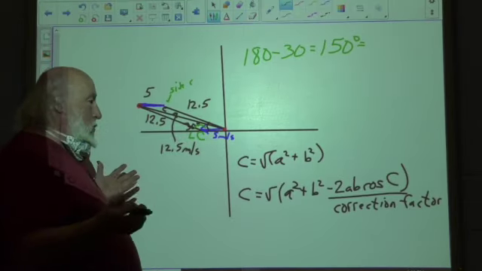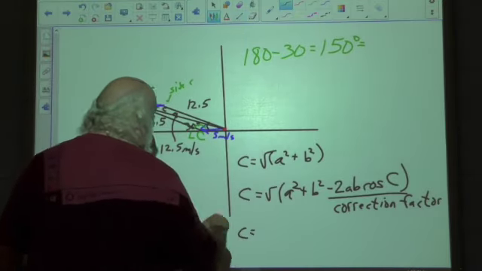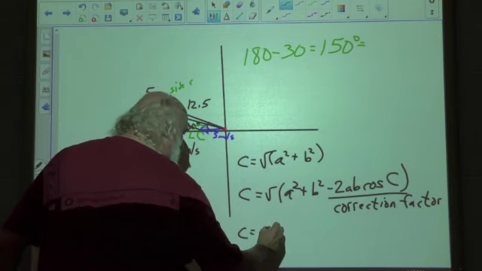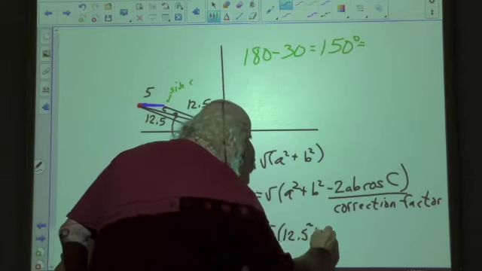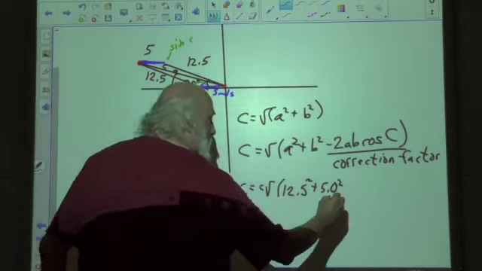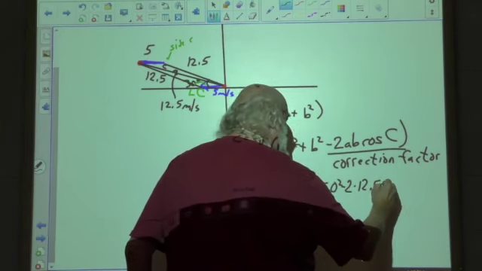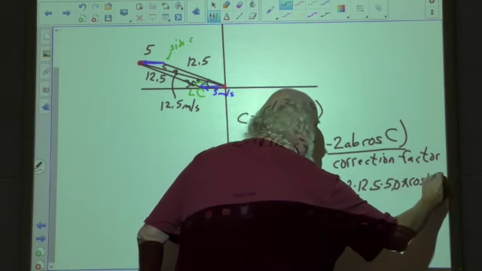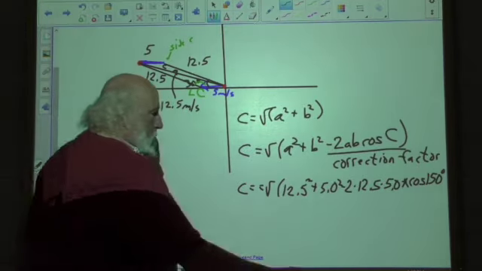So now we're going to plug in numbers. It doesn't make a difference what A and B are. They're interchangeable. But in this case, I'll go ahead and put your C here. I'll put the square root of 12.5 squared plus 5.0 squared minus 2 times 12.5 times 5.0 times the cosine of 150 degrees. And close that.